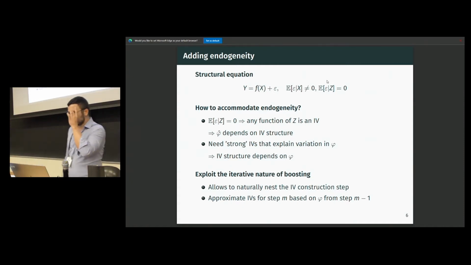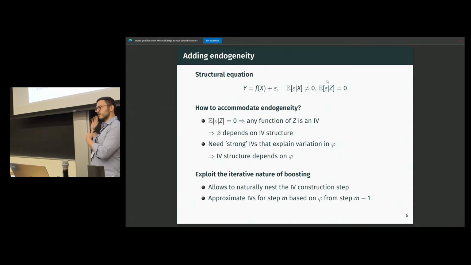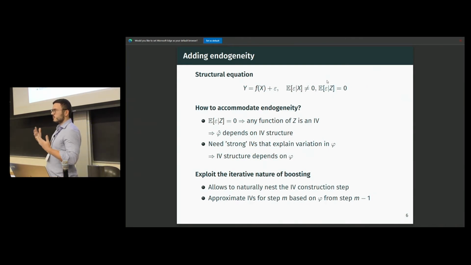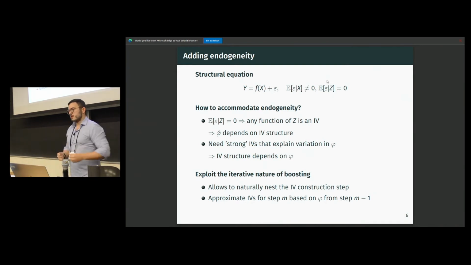So the main question is how to accommodate endogeneity into this algorithm. We have this simple structural equation here. We have the vector of instruments z. And of course, we're going to use the exogeneity condition, which states that the vector of instruments is exogenous with respect to the structural error term, to perform our estimation. This exogeneity condition basically tells us that any functional transformation of the vector of instruments z can be used as an instrument. But in order to get precise estimates, we want to use strong instruments.